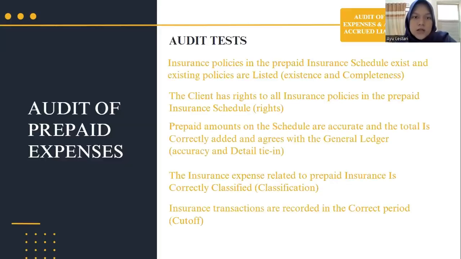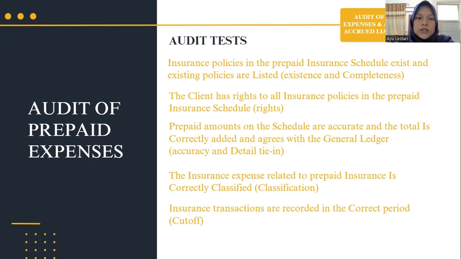Next, these are the audit tests. There are five audit tests in prepaid expense. The first one is that insurance policies in the prepaid insurance schedule exist and the existing policies are listed, which we call the existence and completeness test. In this test, we can check a sample of insurance invoices and policies that apply, for comparison with the schedule.